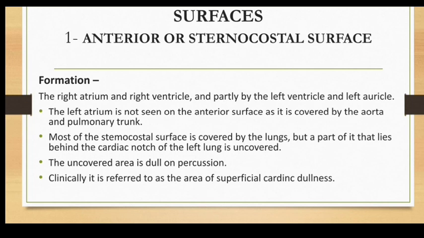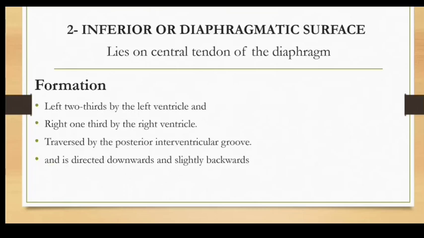And most of the sternocostal surface is covered by the lungs, but a part of it that lies behind the cardiac notch of the left lung is uncovered. The uncovered area is dull on percussion, and clinically it is referred to as the area of superficial cardiac dullness, right? So this is the anterior surface.